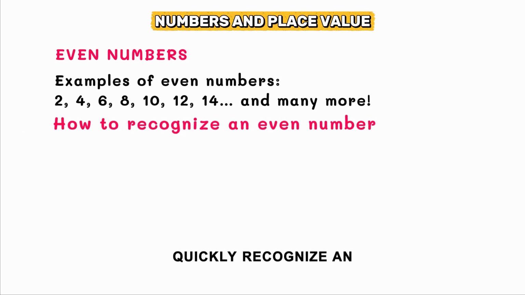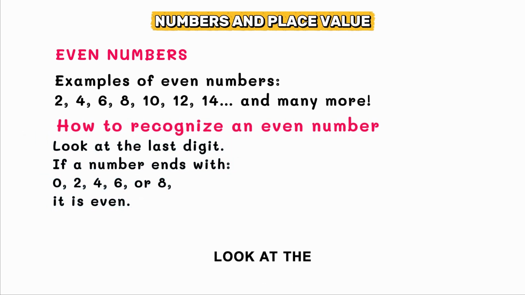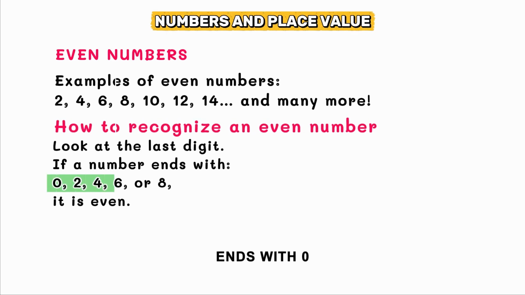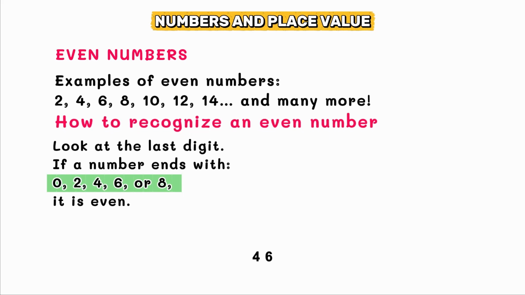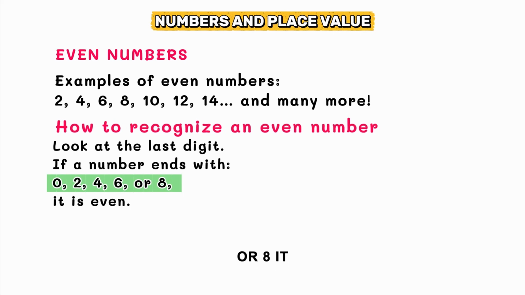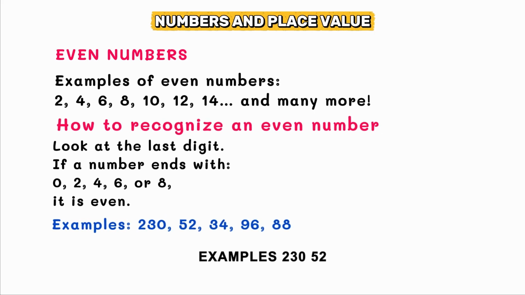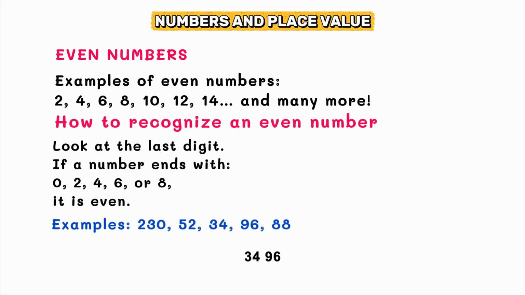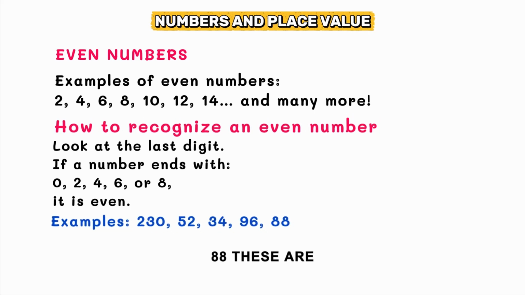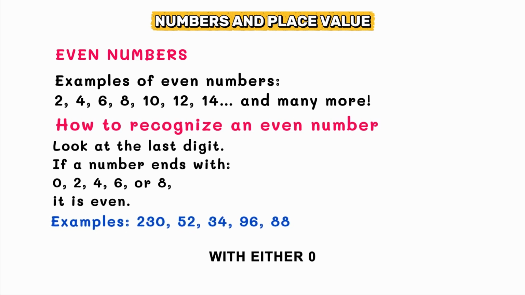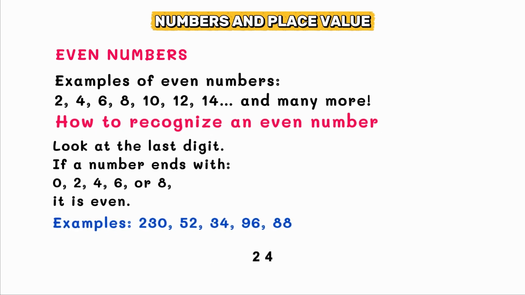How do you quickly recognize an even number? Look at the last digit. If a number ends with 0, 2, 4, 6, or 8, it is even. Examples: 230, 52, 34, 96, 88. These are all even numbers because they end with either 0, 2, 4, 6, or 8.